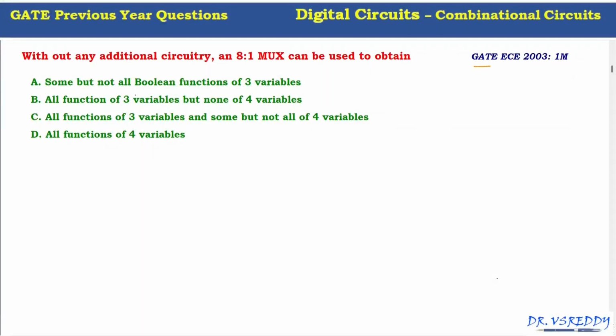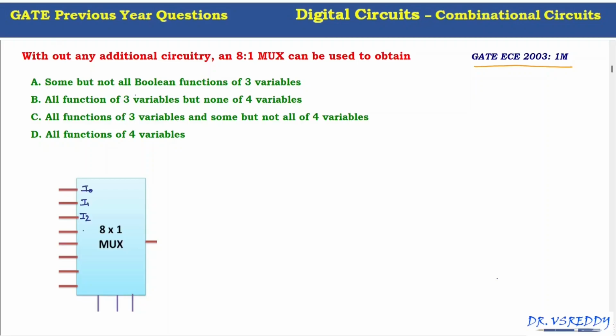This question was asked in GATE ECE 2003, a 1-mark question. Without any additional circuitry, an 8 to 1 mux can be used to obtain what? If I consider a general 8 to 1 mux, I0, I1, I2, I3, I4, I5, I6, I7 are the inputs. We need 3 selection lines for an 8 to 1 mux. I consider A, B, C as the selection lines. So we can implement any 3 variable function using this 8 to 1 mux by connecting the inputs either 0 or 1 from I0 to I7.